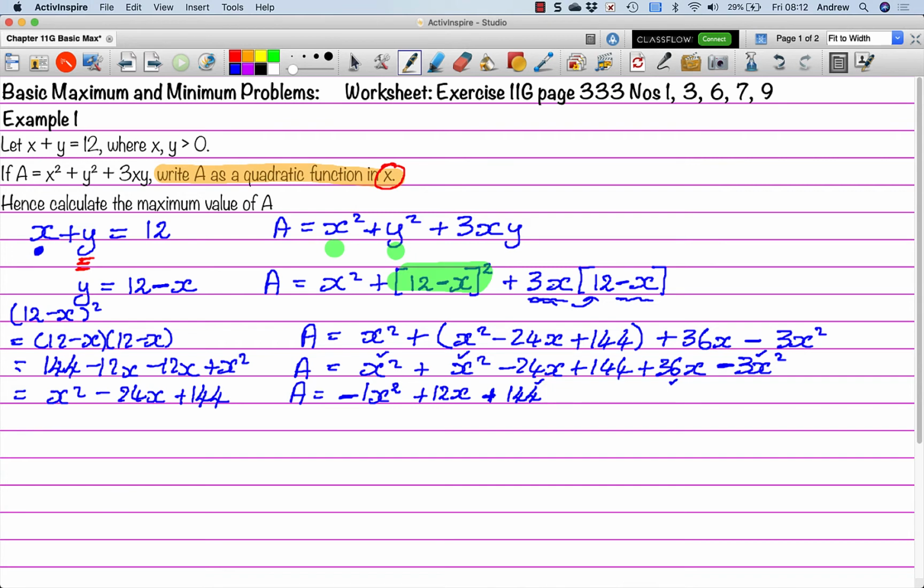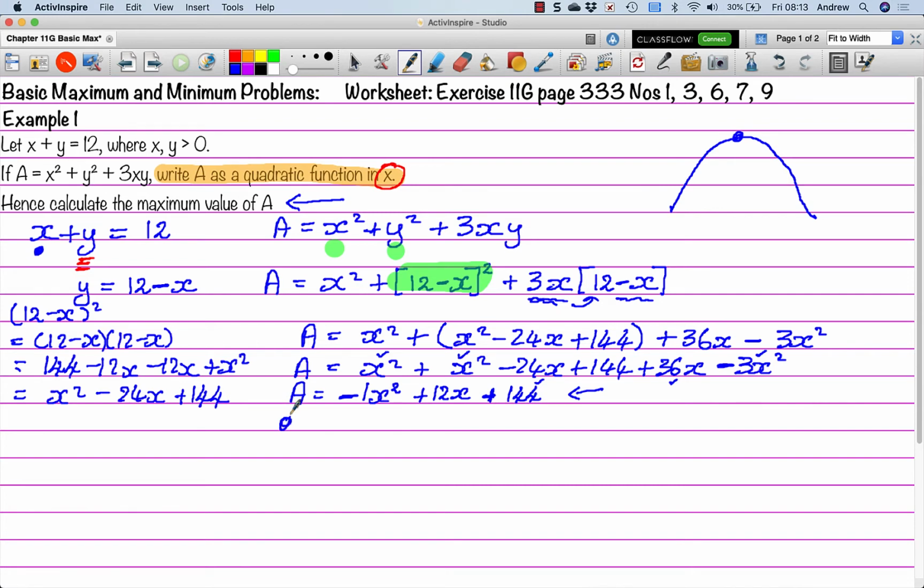It does say here, hence calculate the maximum value of A. Now, we know this is a quadratic, and it's a negative quadratic, and so therefore we don't have to test for a maximum because we already know it's going to be a maximum. We need to find the maximum value. Last year, we could have used completing the square for finding the maximum value. We could do that now, but now it's actually quicker to differentiate it.